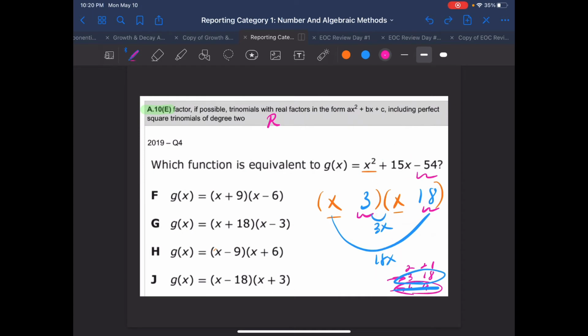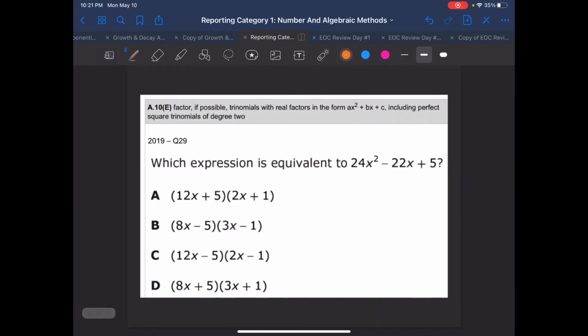That is possible with a positive 18 and a negative 3. Don't forget to check. Negative 3 times 18 is negative 54. That's what you want. Therefore, our correct answer is G. And again, if you forget how to factor, distribute the answer choices, and the one that gives you g of x would be the correct answer.